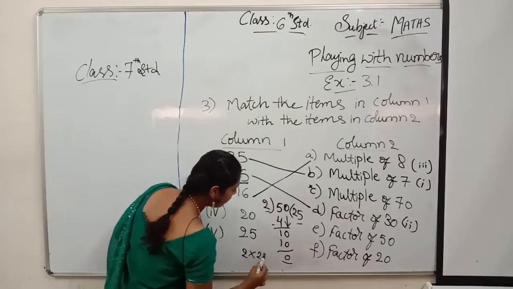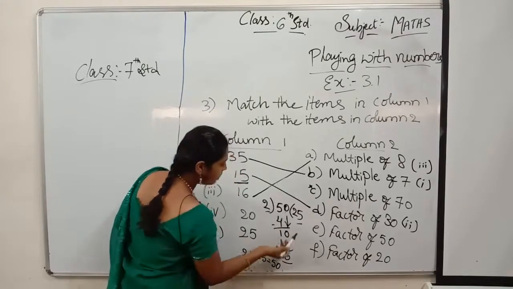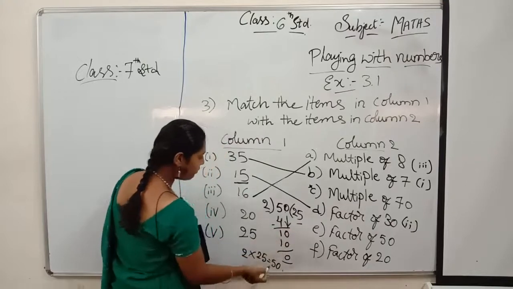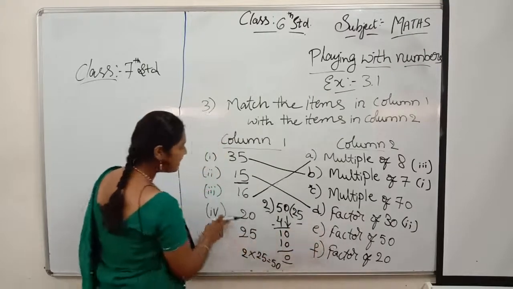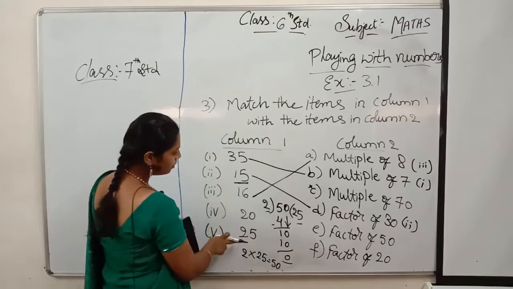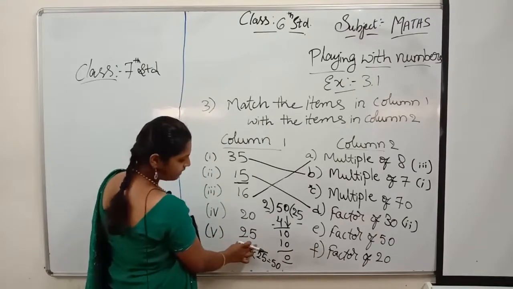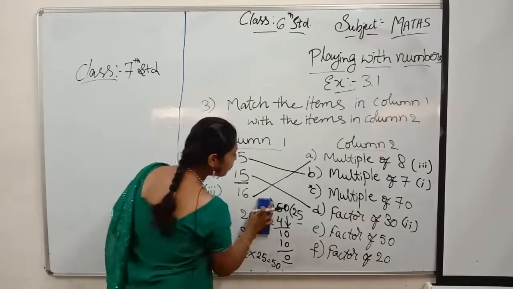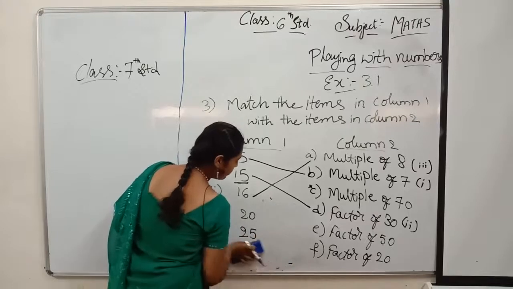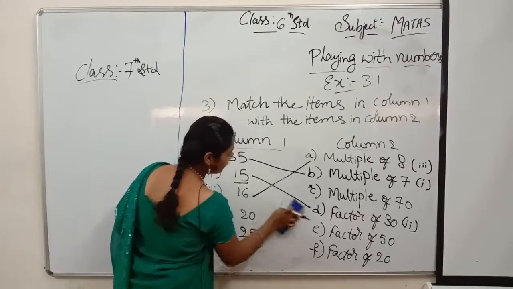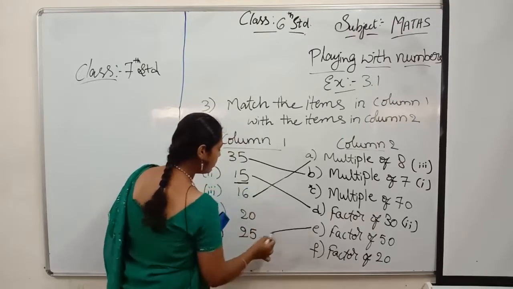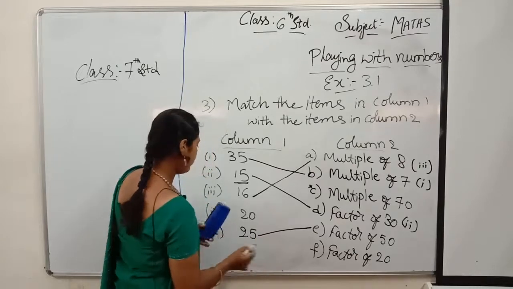2 into 25, we will get this 50. So 2 and 25 are the factors of 50. Here is 25 and 2. 2 is not there, but 25 is there. So these two are matches here. 25 is a factor of 50. Yes, fifth one.